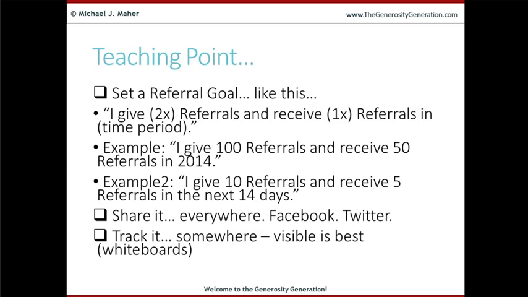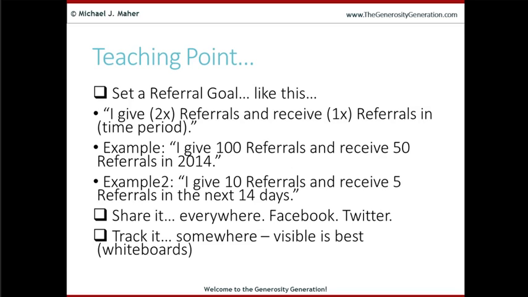If they're going to talk about their goals, what are they going to ask you to share and talk about? They're going to ask you to share your goals. And guess what? You're going to share your referral goal. When you share your referral goal, what does that lead to? A referral conversation. And what do referral conversations lead to? Referrals.